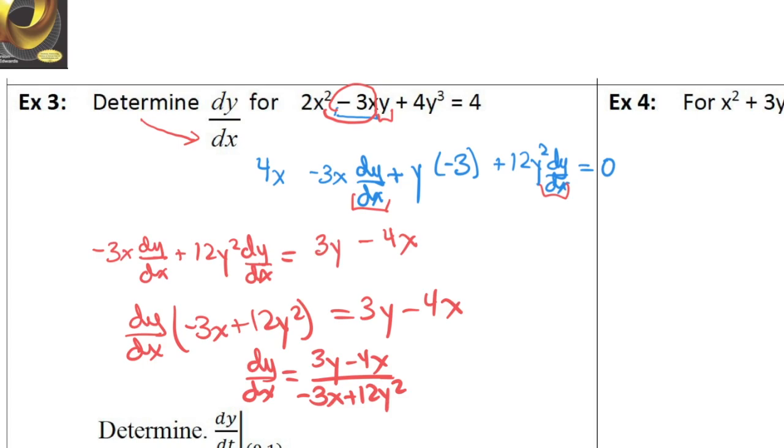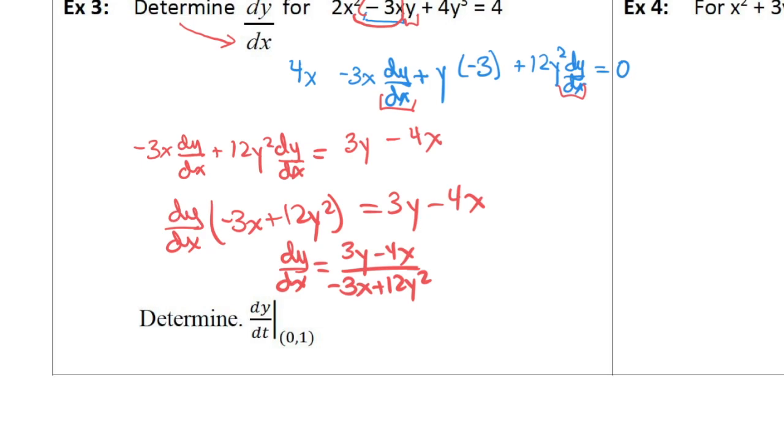There we go. Now, the next part of the question says determine dy/dt. That's incorrect. We're going to find dy/dx at (0, 1). So, just like every ordered pair, x is 0, y is 1. Do your substitution. dy/dx is going to be equal to 3 over 12, which is your 1 over 4.